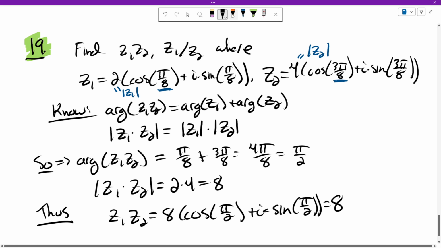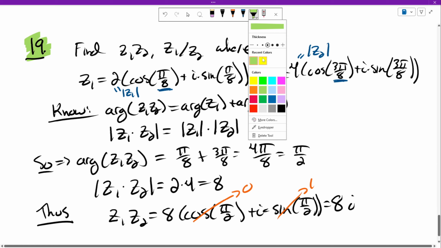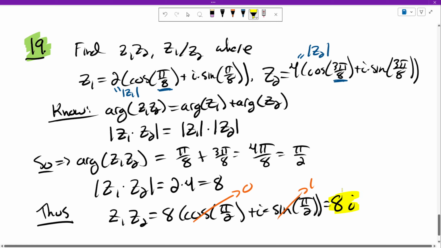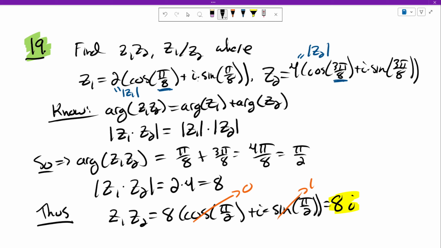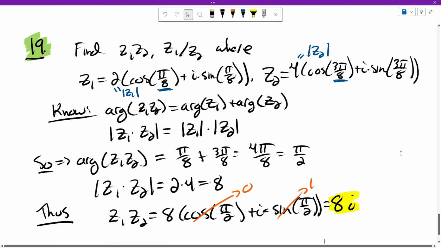You can leave it like this, that's fine, but cosine of pi halves is 0, sine of pi halves is 1. So that's just 8i. And we could have, again, sat here and just multiplied these out, but we know some information about polar form and how it behaves with respect to multiplication. And so this is a little bit cleaner than multiplying it out and dealing with trigonometric identities and whatnot.